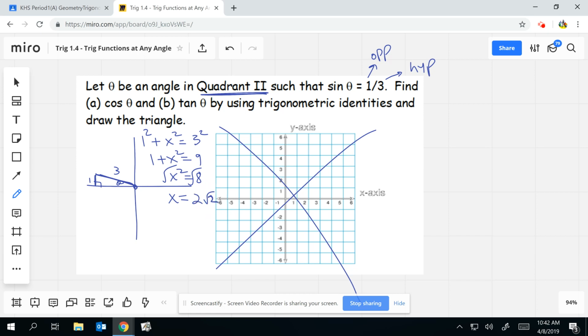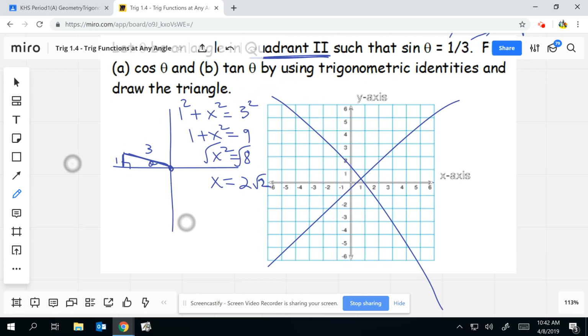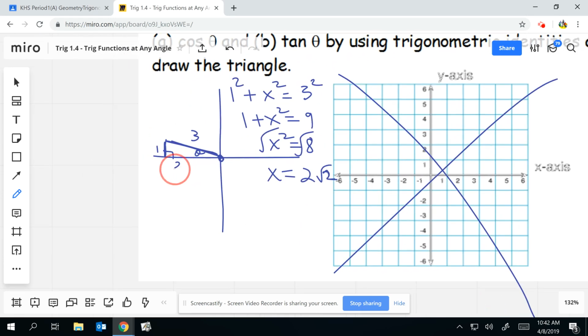What I see a lot of mistakes on is that they just put 2 radical 2 in the triangle and they think they got it. What I see a lot of students doing, they're like, oh, cool, I got my third side. There it is, 2 radical 2. They just made a colossal mistake. What did they forget? What direction are they going? Going left. What is left? Negative. They don't put a negative 2 radical 2 there.